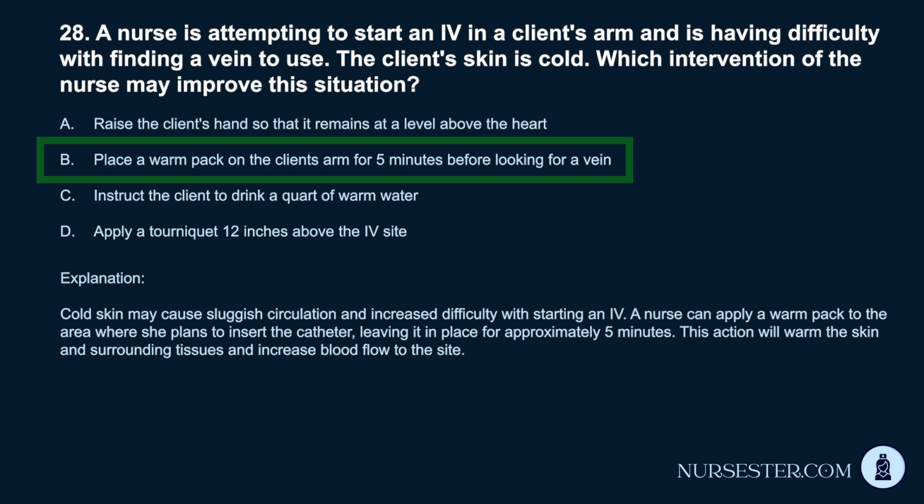Cold skin may cause sluggish circulation and increased difficulty with starting an IV. A nurse can apply a warm pack to the area where she plans to insert the catheter, leaving it in place for approximately 5 minutes. This action will warm the skin and surrounding tissues and increase blood flow to the site.